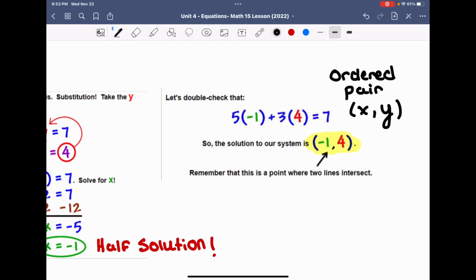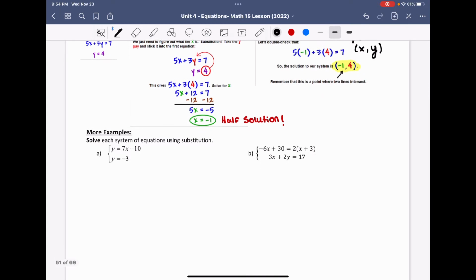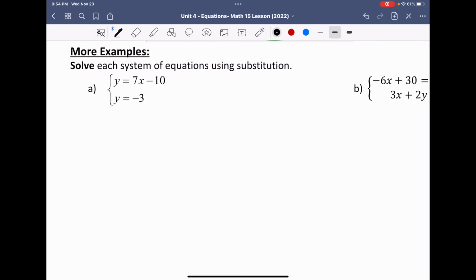So when we find these solutions, what are we describing? It's a point of intersection, or more specifically, an ordered pair that represents an intersection. All right, let's try a couple examples here just below. Solve each of the equations using substitution.